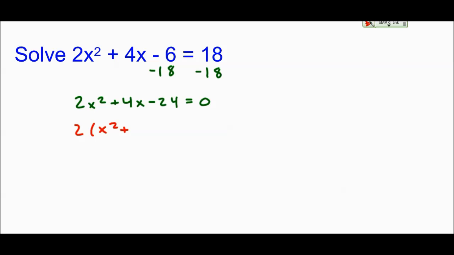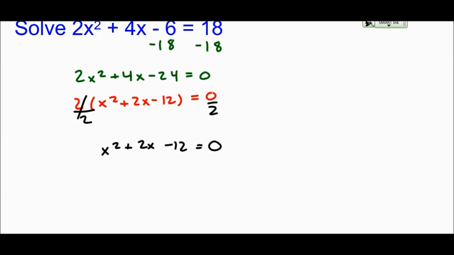So I have x squared plus, let's see, that's 2x, and that is minus 12 equals 0. And here's something interesting you can do. Since this is a 2, eventually in the quadratic equation it's going to work out. So I have 2 times this equals 0. I'm going to divide both sides by 2. Because here's what happens: this 2 cancels, and 0 divided by 2 is still 0. So it doesn't actually change my equation. I'm just taking out some fluff, if you want to say it that way. Minus 12 equals 0.